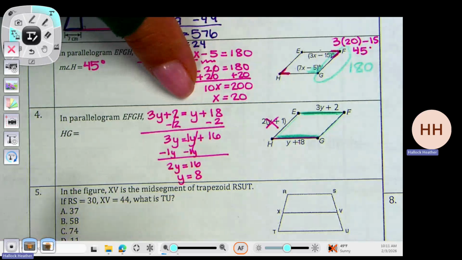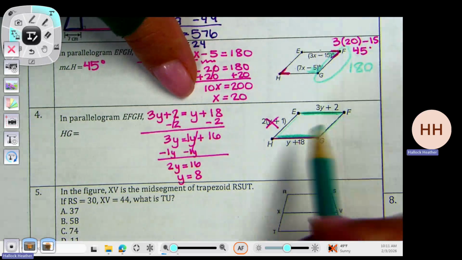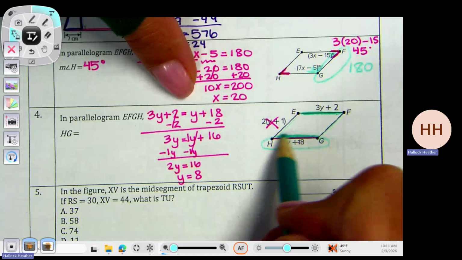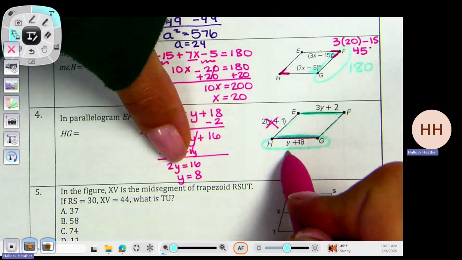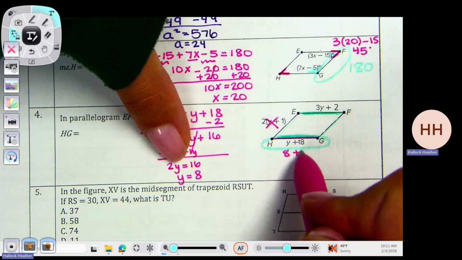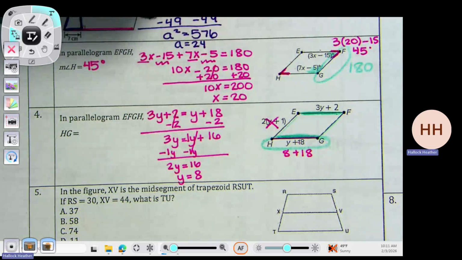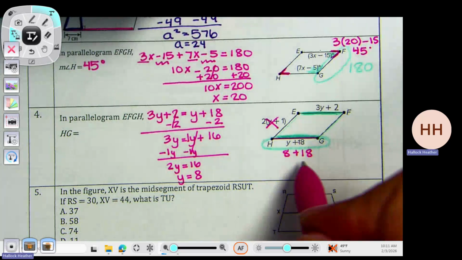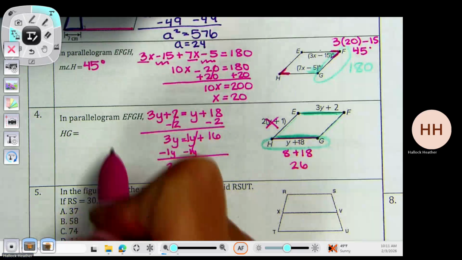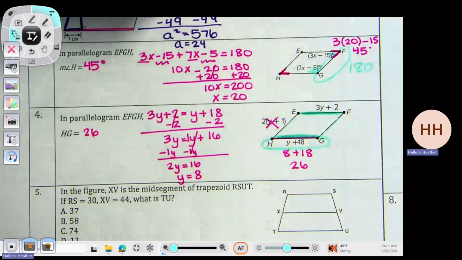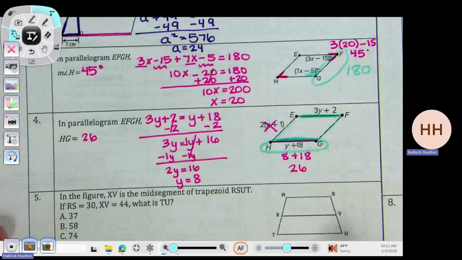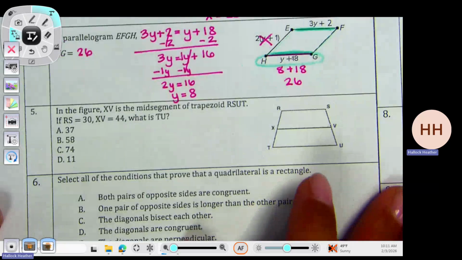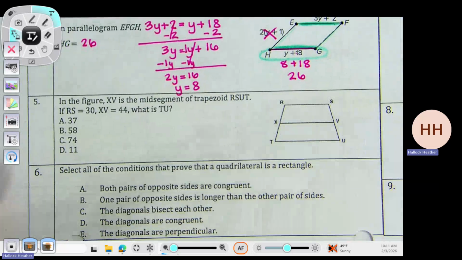So I'm going to plug it back in to HG. HG is this piece. So y is 8. So we're doing 8 plus 18. So 26. And it's a length, so it doesn't even need a little bubble, because it's not a degree, it's not an angle. The next one is a formula not on your reference sheet.